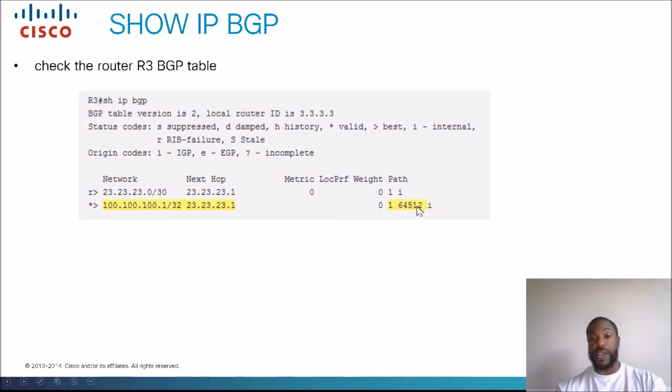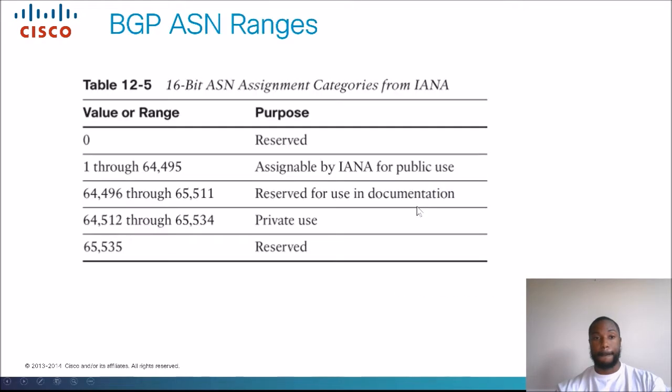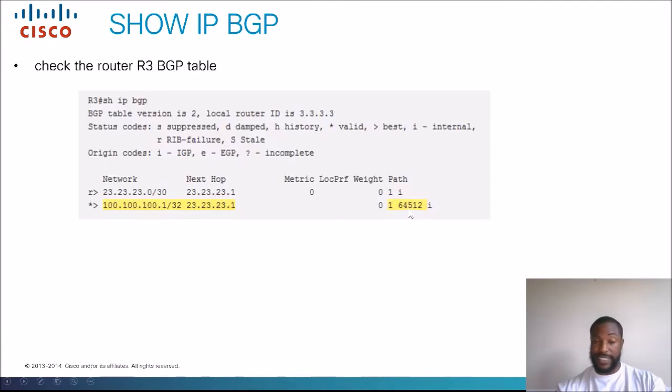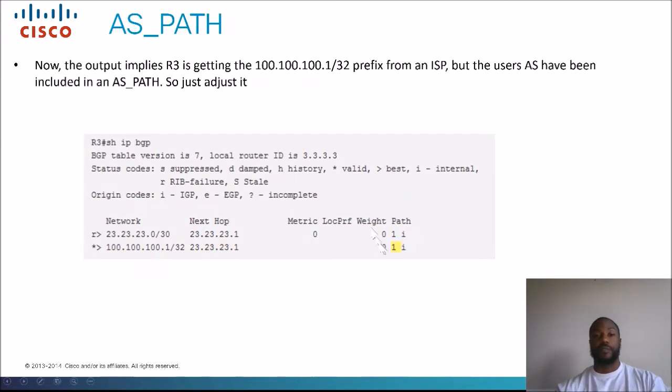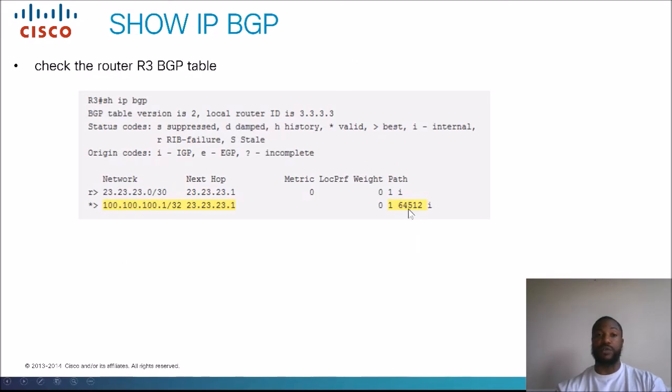I'll show you the ranges again: 64,512 through 65,534. These are private numbers. We don't want to see this on the internet. Since this is in the path, we use remove-private-AS to remove that from the AS path right here. Once we do that, you will see the output changes it to 1 in its path, even though really, to get there, it was 64,512.